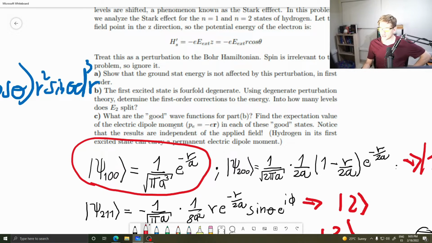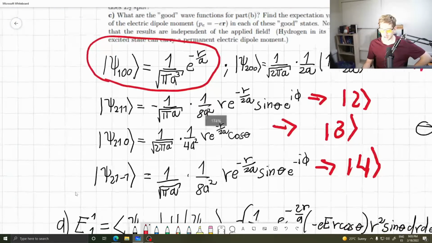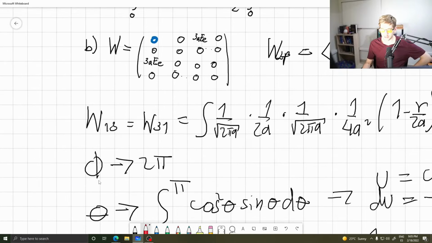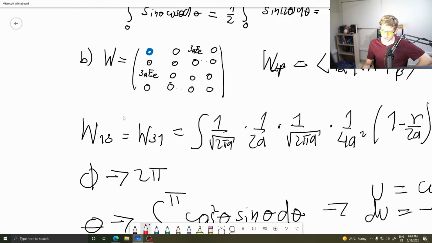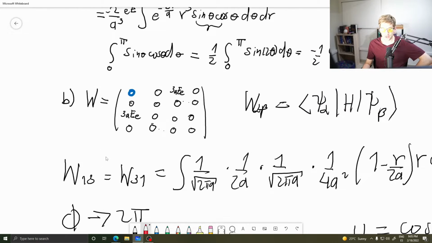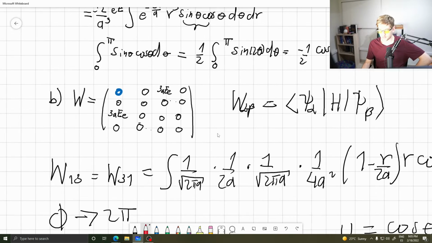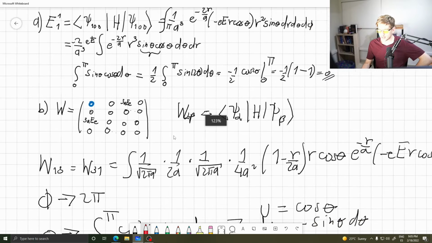So now we want to find the good wave functions. How do we find the good wave functions? Now, the good wave functions, what did that mean? The good wave functions were those that allowed us to use non-degenerate perturbation theory. Now, what did that mean?